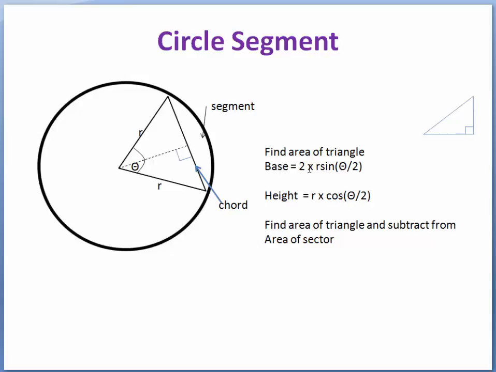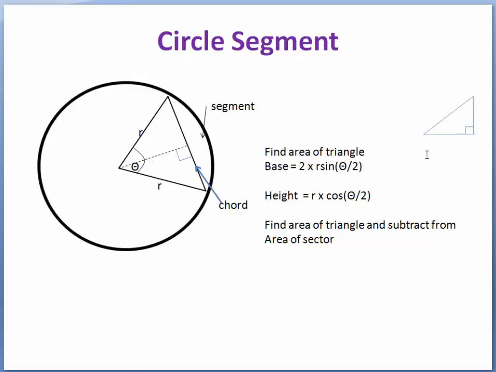The whole of the base is given by 2 times r sine theta over 2. So if we have in our trig diagram, this angle here is theta divided by 2 because we've bisected it. So theta divided by 2, this is our 90 degrees, this is our r, and we want to work out this as half the base. So the full base would be 2r sine theta divided by 2.